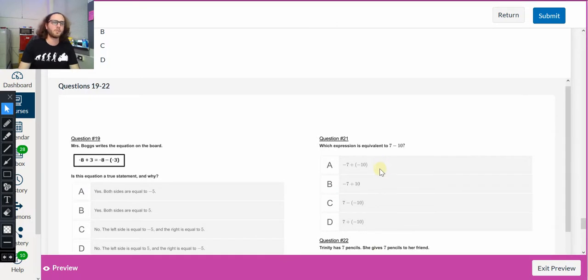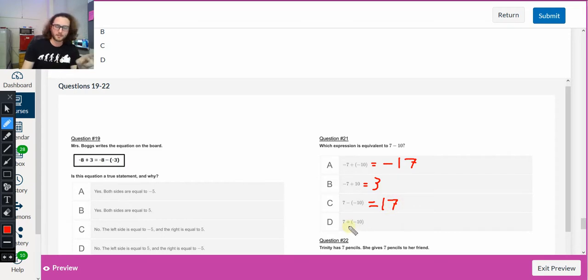Number 21, what is equivalent to 7 minus 10? Well, 7 minus 10 would equal -3. So we're looking for which of these would end up at -3. So -7 plus -10, no, that would be -17. -7 plus 10, no, that would be +3. 7 minus -10, no, that would be +17.